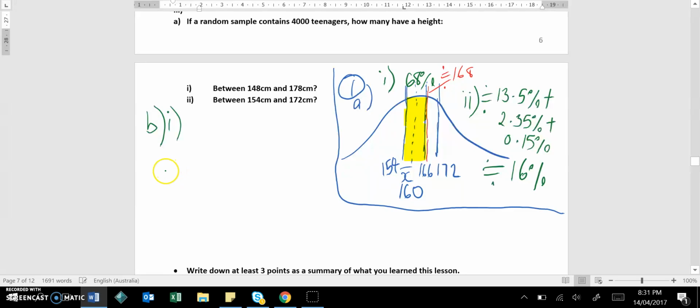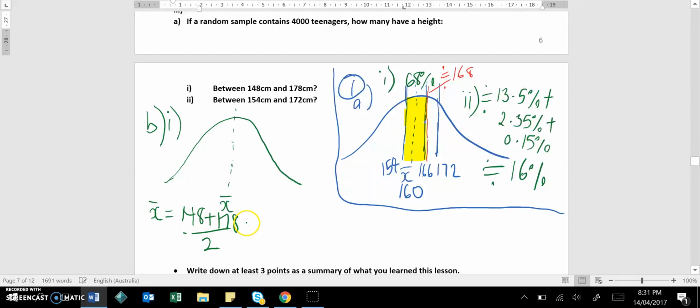So the first thing I'll need to do is again draw a little curve, and I'll put my mean here in the middle. But the issue is I don't actually know what the mean is. So for part I actually need to work out what the mean is. So I'm going to do that over here. So 148 plus 178 halved, and you'll see that the mean is equal to 163.